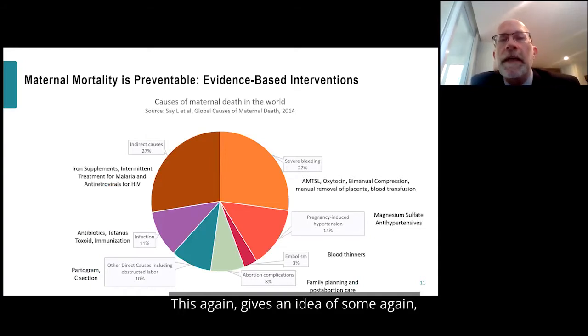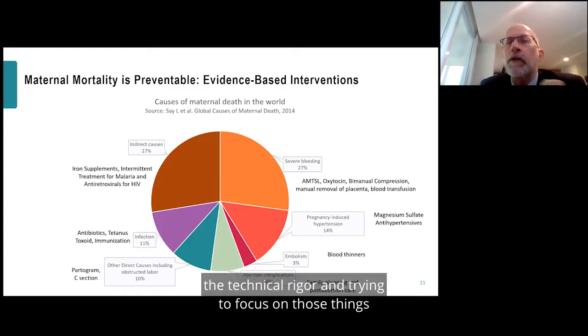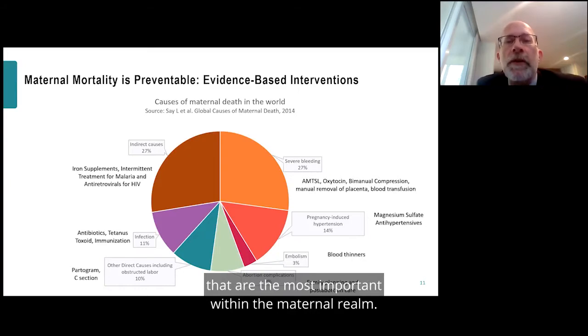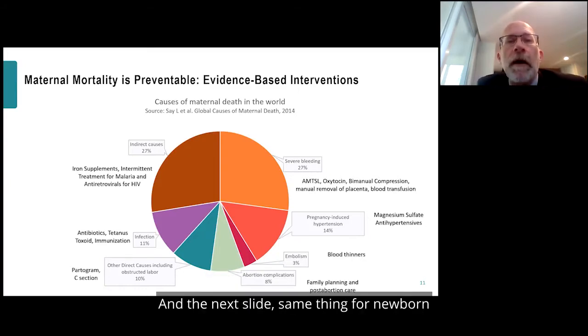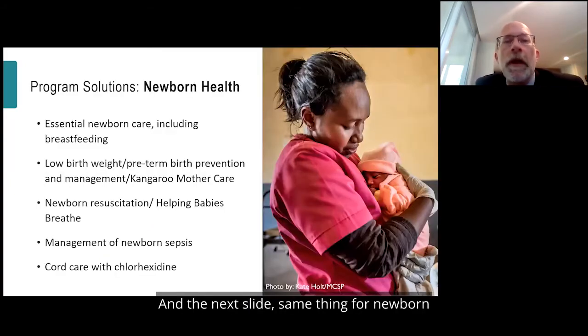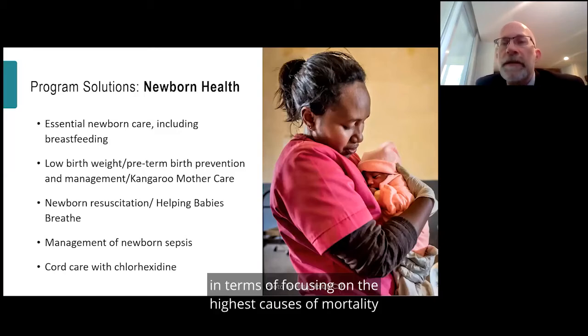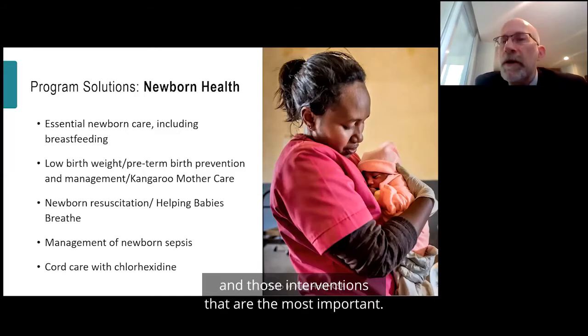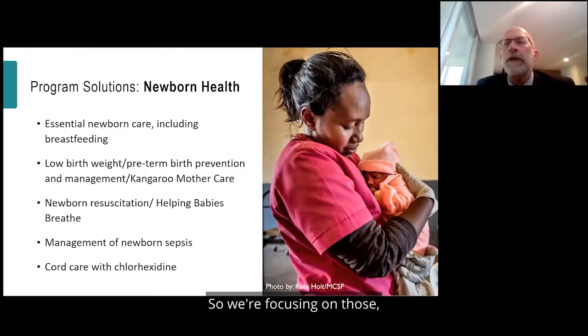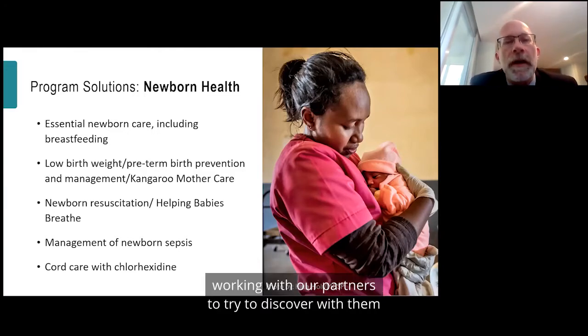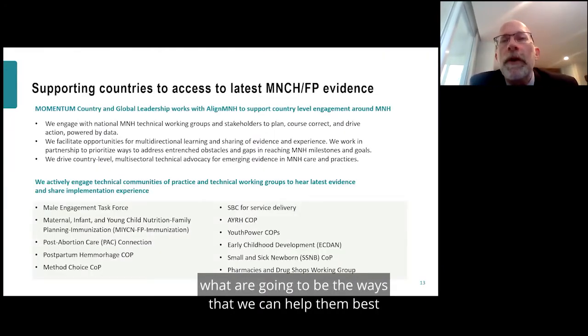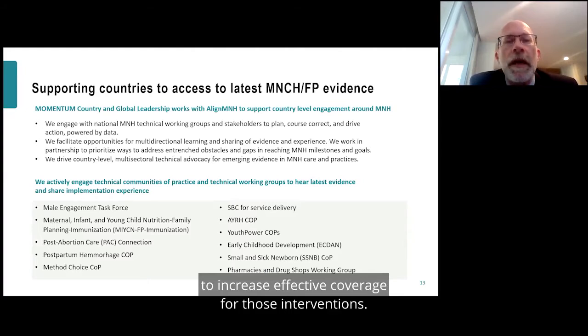This again gives an idea of the technical rigor and trying to focus on those things that are the most important within the maternal realm. And the next slide, same thing for the newborn, in terms of focusing on the highest causes of mortality and those interventions that are the most important. So we're focusing on those, working with our partners to try to discover with them what are going to be the ways that we can help them best to increase effective coverage for those interventions.